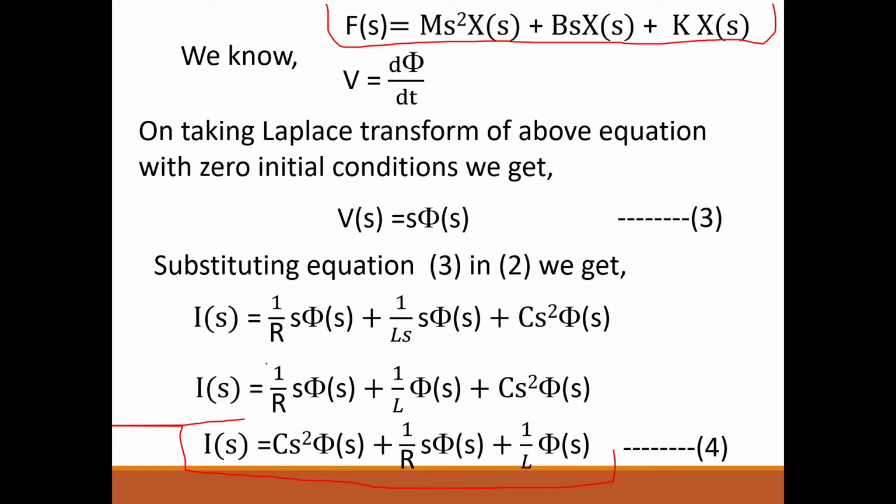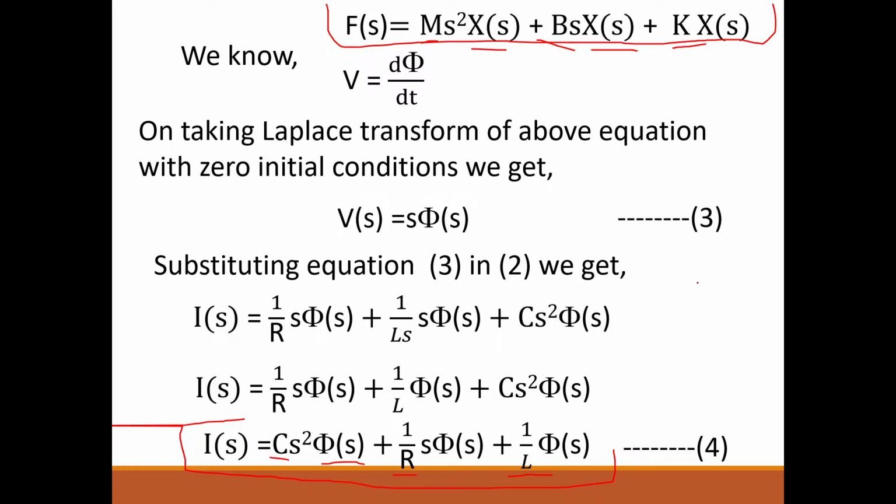So F of s is analogous to I of s. M is analogous to C. X of s is analogous to what? Phi of s. B is analogous to what? 1 by R. X of s, phi of s, that I have already told you. K is analogous to 1 by L.